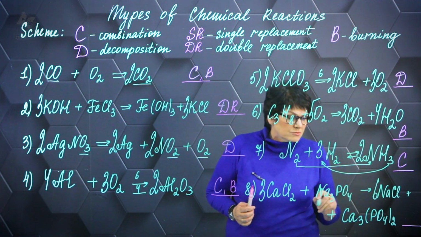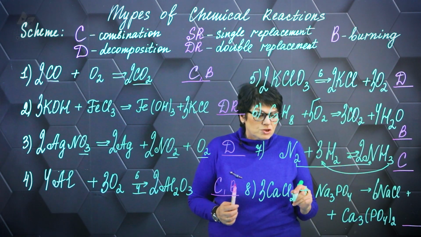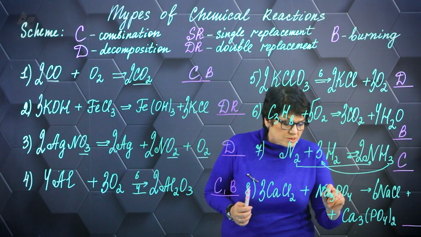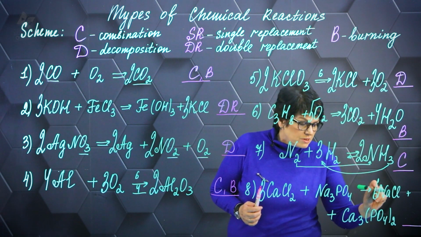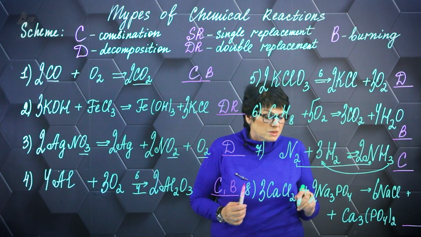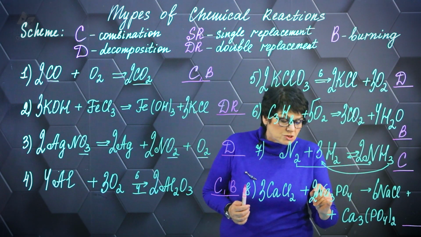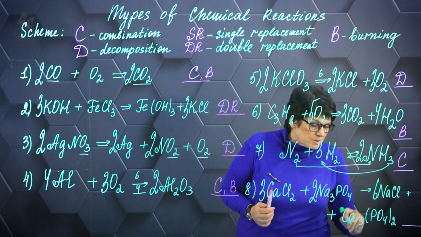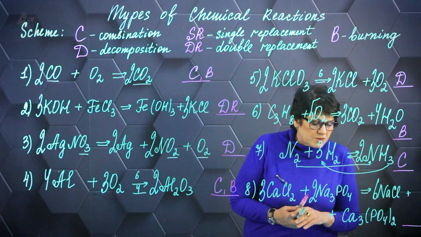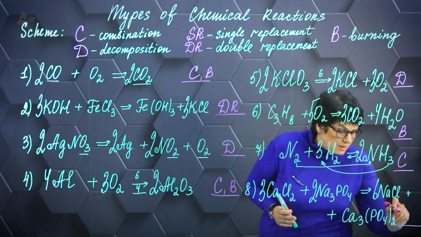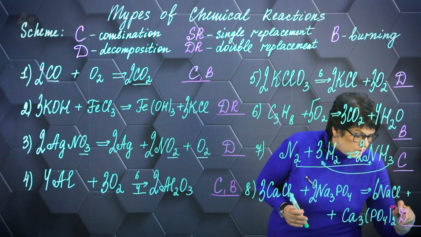We'll put 6 here. Next we have the next interaction. Let's look at sodium. Sodium on the left side is 3, and on the right side we see it's 6. So we need to put a factor of 2 here. Now for PO4 we have on the left side 2 and on the right side also 2. The equation is equated. What type of reaction do we get? This reaction will be a double substitution reaction.